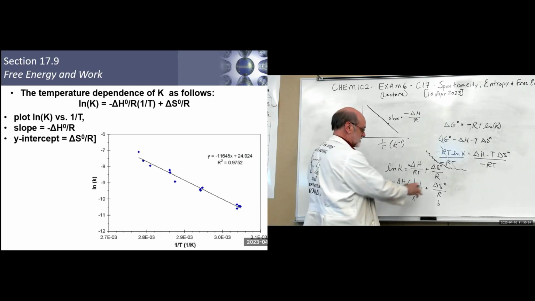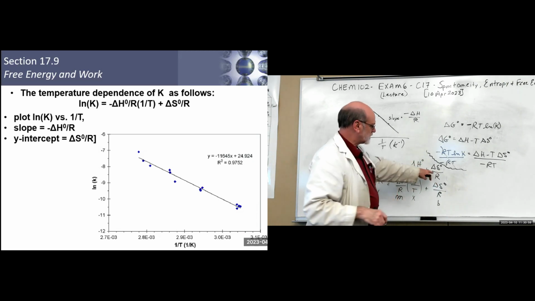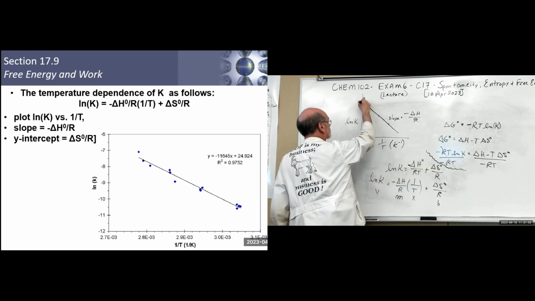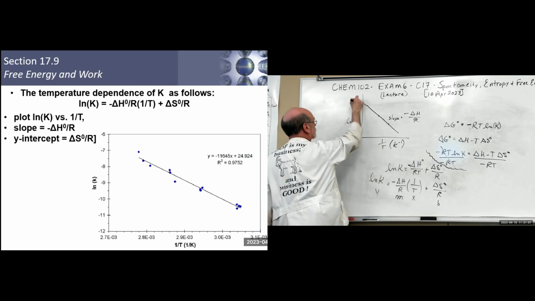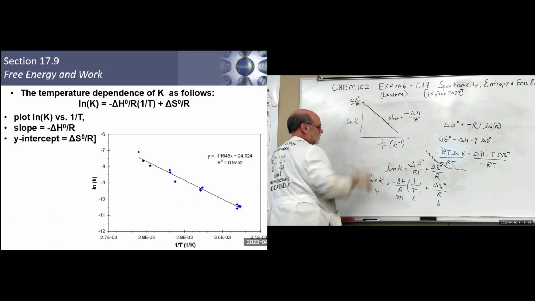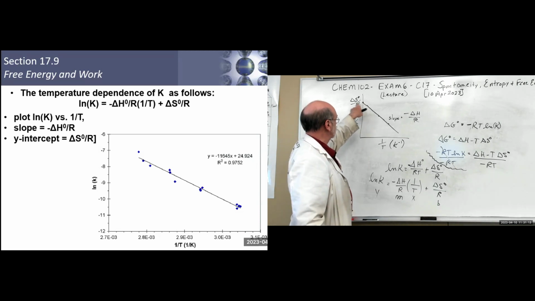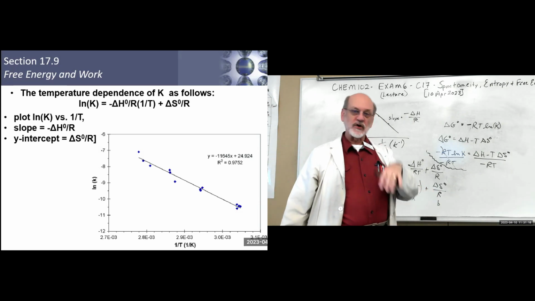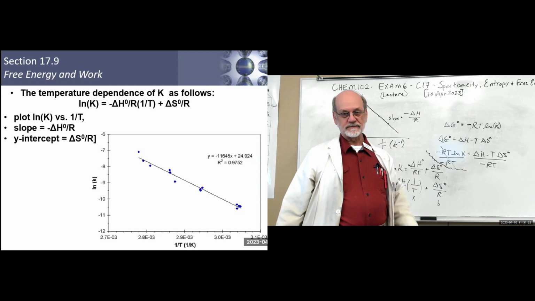The delta S0 is the Y-intercept. So wherever it intercepts right here, that value is delta S0 over R. So we get the log value here, that value is equal to delta S over R. So we just multiply by R and we have our standard entropy for that reaction.